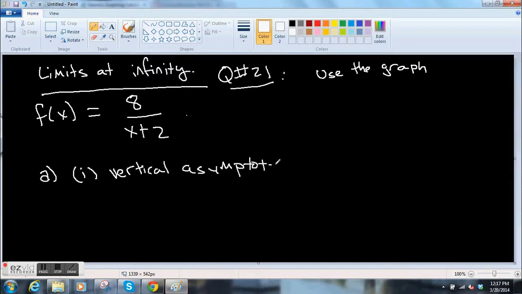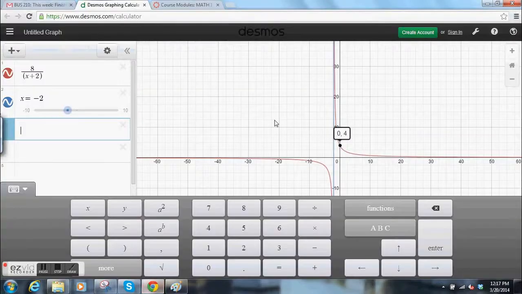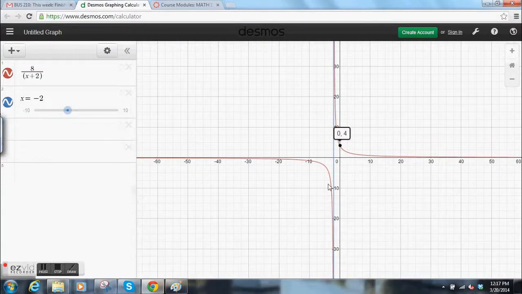Asymptote is a fancy math word. It's the line that the graph never reaches. So the graph, 8 over x plus 2. Here's the graph. So for the vertical asymptote, is there a line here that it never reaches that's vertical? And again, vertical means going up and down.